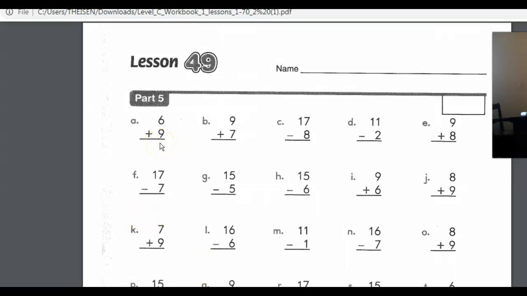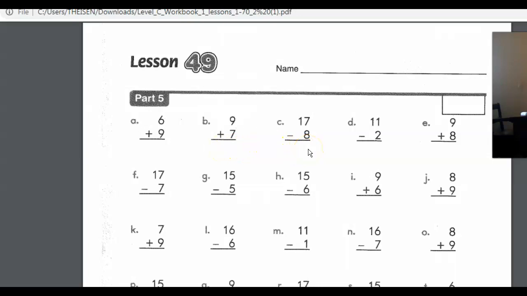So looking at the first one, you have 6 plus 9. Remember, you can use plus 10 to help you, and then just go back one number. So 6 plus 9 would be the same as 6 plus 10, take away 1. What is 6 and 10? 16. Take away 1 is 15. Okay? And you can do the same thing here. 10 and 7 would be 17. 1 less is 16. Okay?